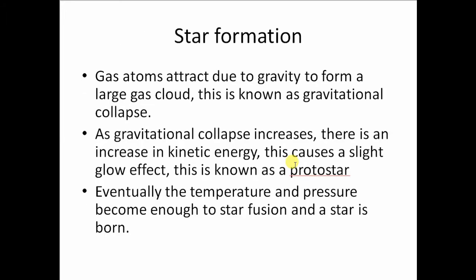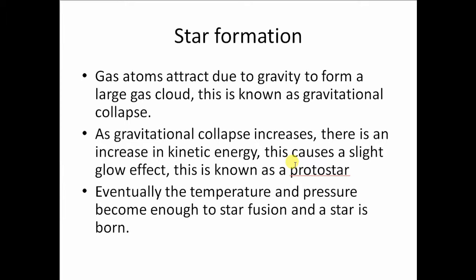So star formation: gas atoms which are lying around in the universe, maybe from a previous solar system, are attracted due to gravity, and this is known as gravitational collapse. As gravitational collapse increases, more and more atoms are pulled into this area, and basically pressure and temperature get to the point where it starts to glow, and this glowing mass is known as a protostar. Eventually, the temperature and pressure of this protostar will become great enough to start the hydrogen atoms fusing together, and this is when we have something called a main sequence star.